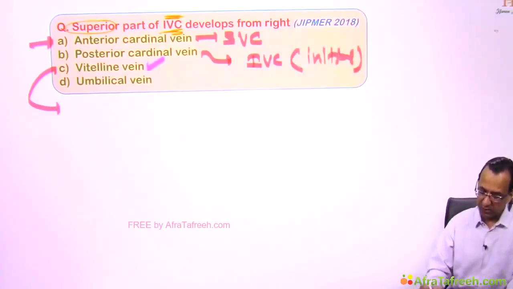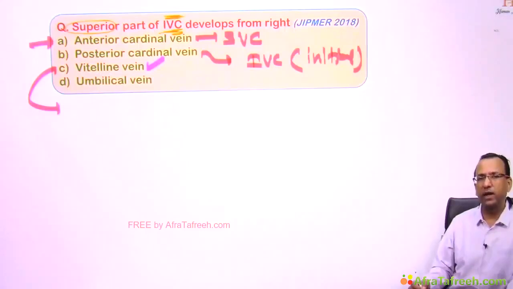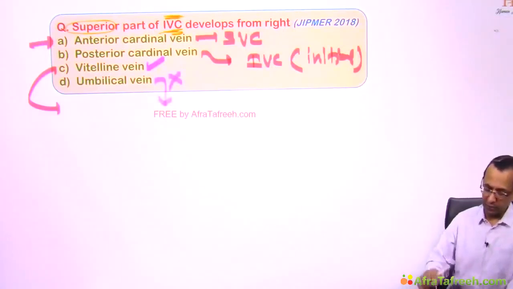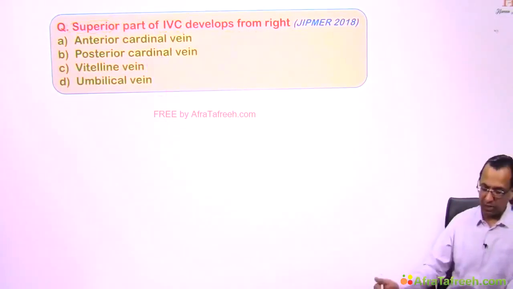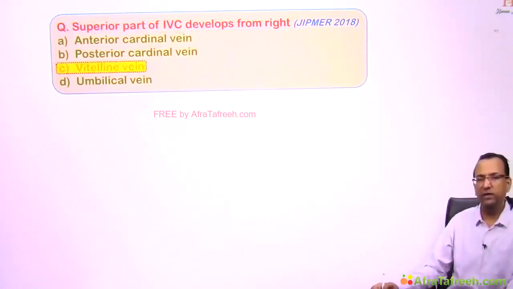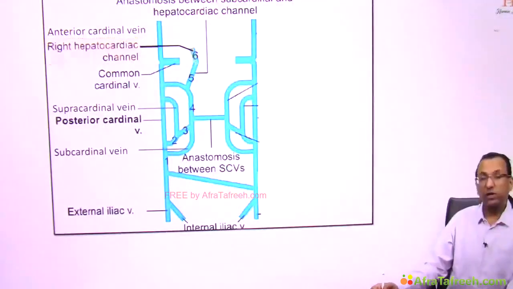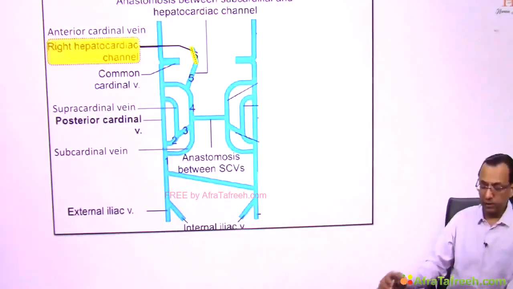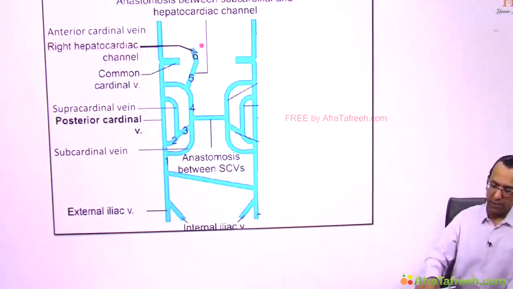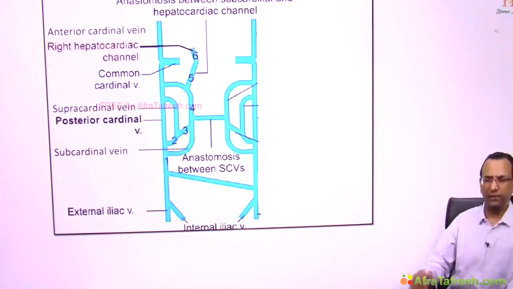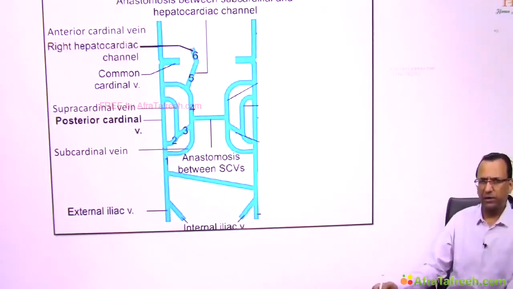Now, if this is the answer, what about the umbilical vein? The umbilical vein does not contribute to the inferior vena cava. So they are not contributing. Okay, so we'll keep our answer as vitelline vein. Yes, your answer should remain the vitelline vein, mainly the right-sided one. It is forming the right-sided hepatocardiac channel and contributing to the superior part of the inferior vena cava. Then what are the other contributions? That we have to now elaborate and discuss.